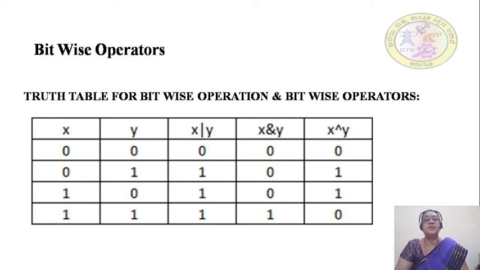You can see the table. When x is equal to 1, y is equal to 0: x bitwise OR y will return 1, x & y 0, x bitwise XOR y 1. When x is equal to 1 and y is equal to 1: x bitwise OR y will return 1, x bitwise AND y 1, x bitwise XOR y will return 0.